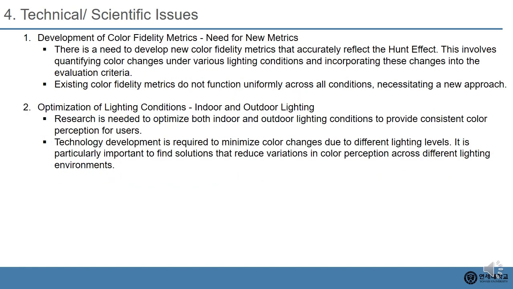The final chapter is technical and scientific issues. There are technical and scientific issues to address. Developing new color fidelity metrics that accurately reflect the Hunt effect is essential. This involves quantifying color changes under various lighting conditions and incorporating these changes into evaluation criteria. Additionally, optimizing lighting conditions for consistent color perception is crucial.